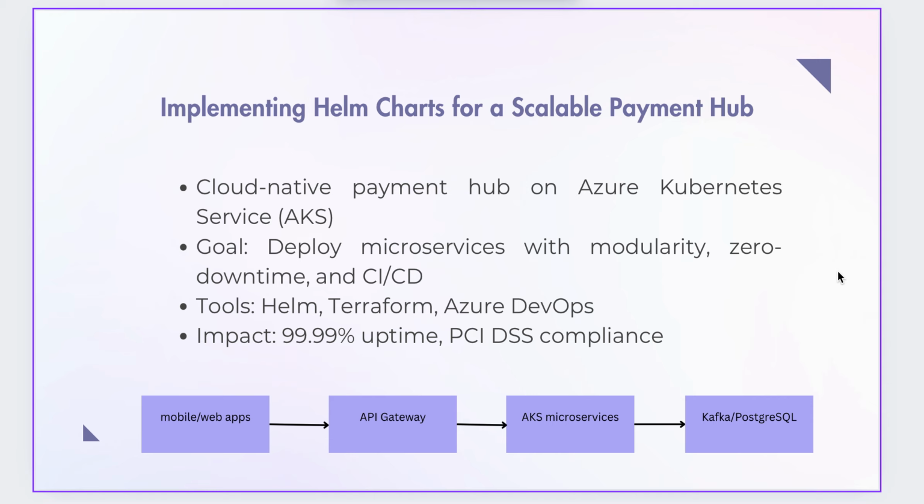My goal was to use Helm charts to deploy Java and Golang microservices, ensuring modularity, zero downtime updates, and seamless CI/CD integration with Azure DevOps. We will cover the modular chart structure, rolling updates, CI/CD pipelines, security measures, and the results that drove high performance and compliance.